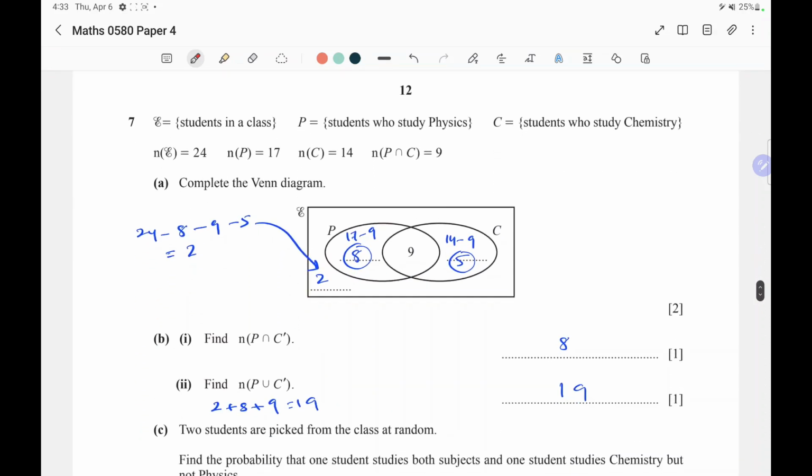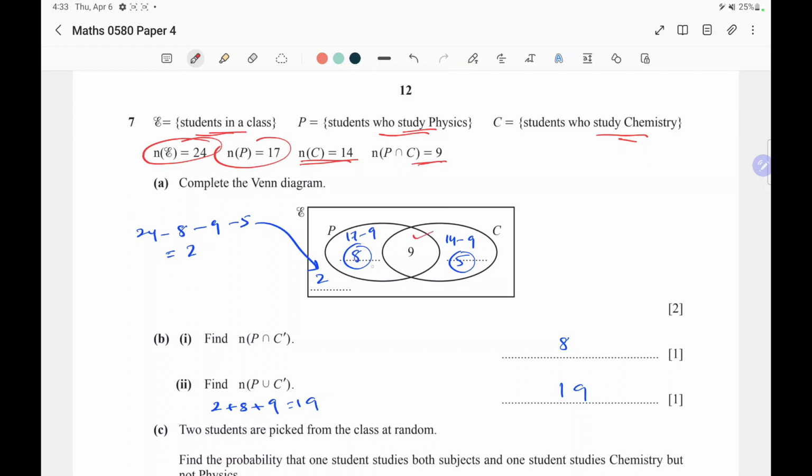Okay, question number 7 is based on sets. So the universal set is the students in the class. P is students who study physics. C is students who study chemistry. The total number is given to you, that's 24. The number of P is 17. The number of C is 14. And P and C common, that is 9, which is already mentioned over here.